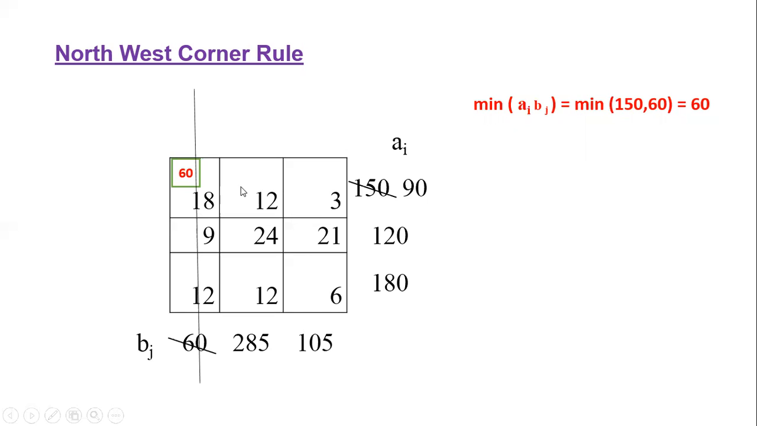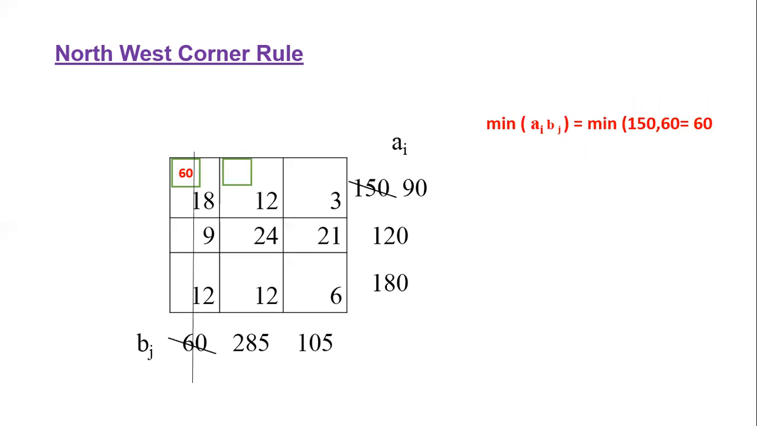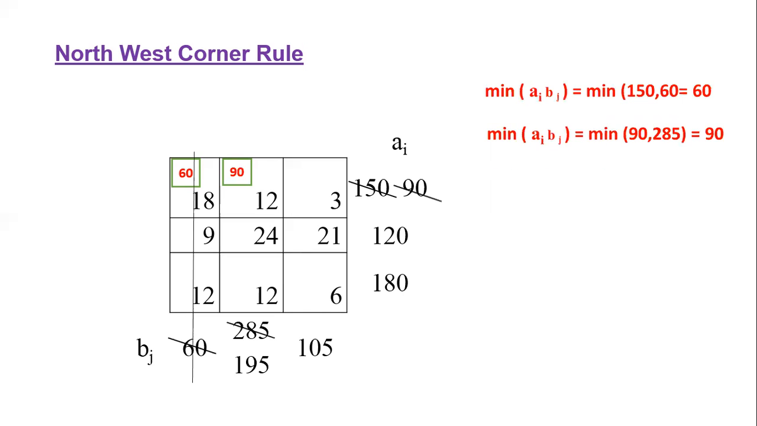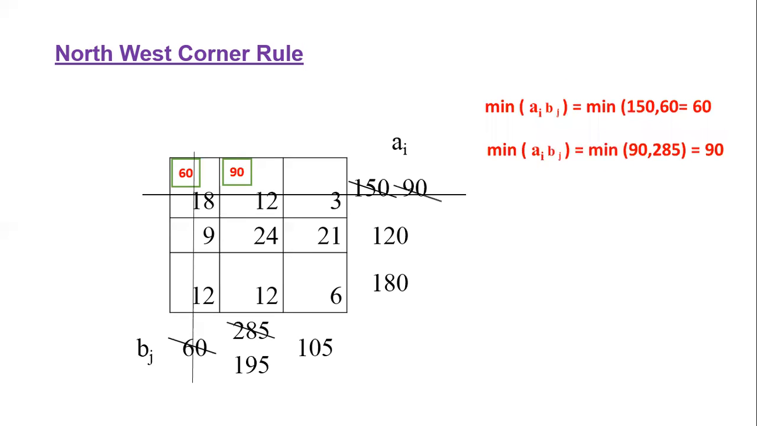Next northwest corner place is 12, you have to choose that place. Then the minimum of the corresponding Ai, Bj. The corresponding value is 90, comma 285. The minimum is 90, so I allocate 90 on that place. So 90 minus 90 is 0, because 90 is allocated. It's a nil balance, zero balance. 285 minus 90 is 195, the balance. Whichever has a nil balance, you strike out that row or column. So 90 is the supply, so you have to strike out that row.